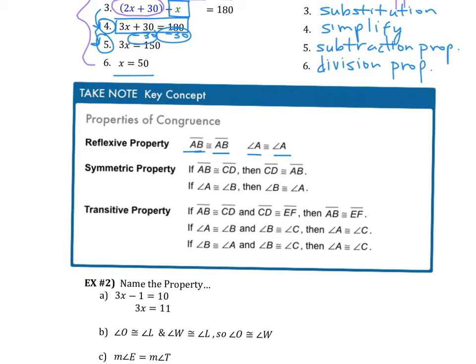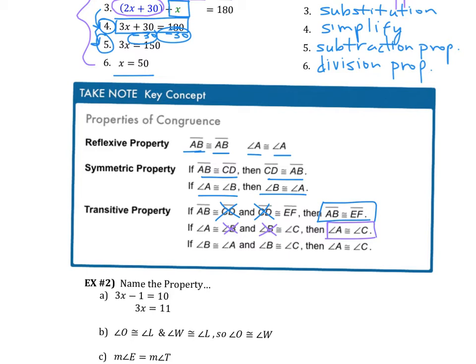Symmetric property says if AB is congruent to CD, then flip that over. CD would be congruent to AB. Or same thing with angles. If A is congruent to B, then B will be congruent to A. And then transitive property, they do one with segments and one with angles, and then they do another one with angles that looks a little different, but it's still the transitive property, okay? So if AB is congruent to CD and CD is congruent to EF, we can take out the CD and we're left with AB congruent to EF. Same goes for if A is congruent to B and B congruent to C, take out the B's and we're left with A congruent to C.